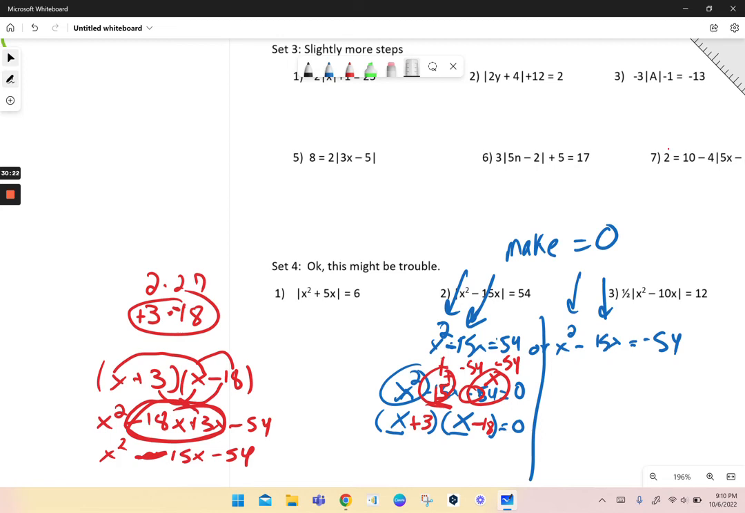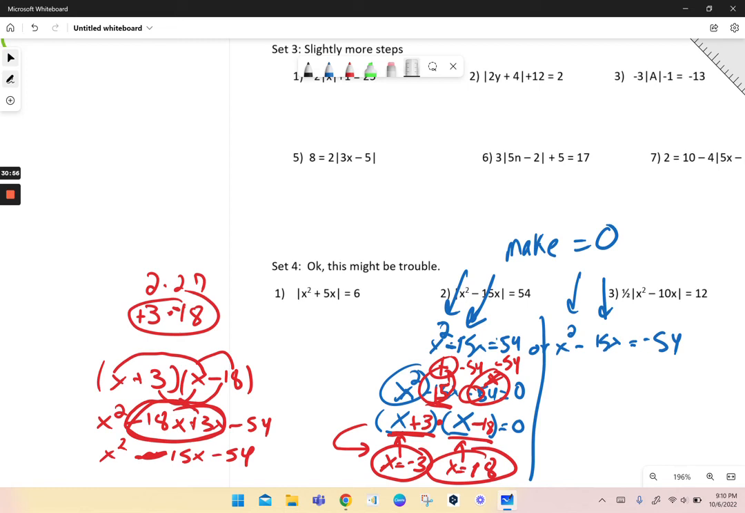The reason we want to do this is because now we can see what x could be. If we have two things multiplying to make zero, each of these factors could be zero. Zero times anything gives zero. And that's what factoring does. It's rewriting it as a multiplication. And so the x I need to make x plus 3 equal 0 is x could be negative 3. Or x could be positive 18, because 18 minus 18 is 0. So these are two of the answers. X could be negative 3 or 18.